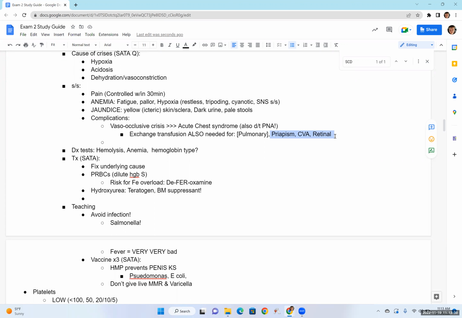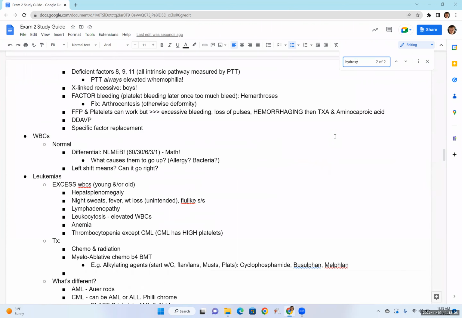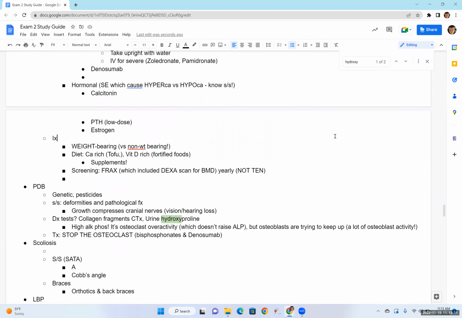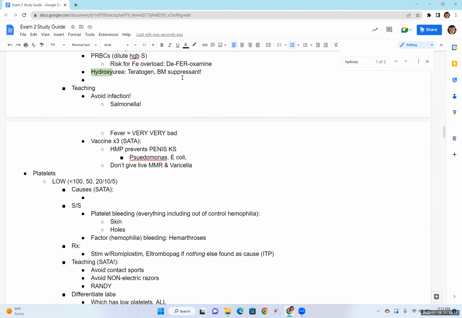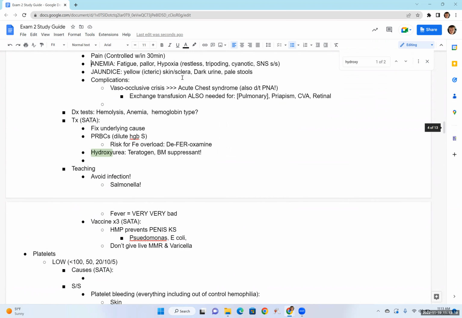The hydroxyurea is attached to sickle cell. Hydroxyurea, is this lupus that also gets hydroxyurea? Lupus? I don't know. I might be wrong. Let's see. I don't see it there. But hydroxyurea definitely attached to sickle cell. Yeah, it's considered a therapy drug, and it's used a lot with bone marrow transplants and patients that have leukocytoses and thrombocytoses. They say hydroxyurea is like a chemical shave. It just kind of lowers things.